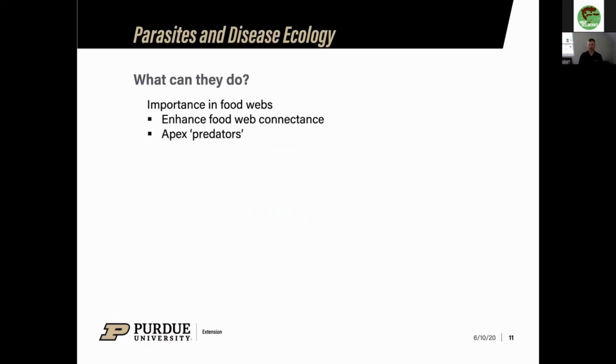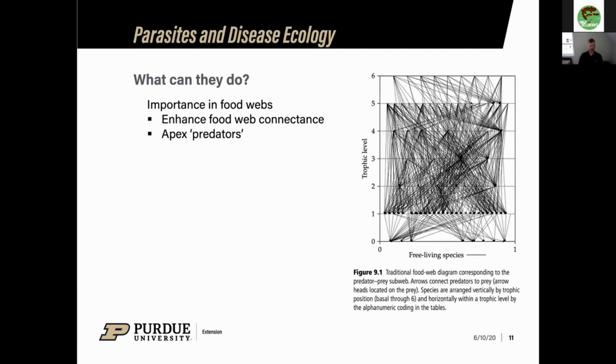And if we think more broadly, parasites are also extremely important in food webs. Let me provide an example. This example comes from estuary systems in California. What these researchers did is they went to the estuary system and looked at the food webs in these systems. What you're seeing on the right here is just your basic food web diagram for the free living species. You have trophic level going up the y-axis and free living species going along the x-axis. So it looks pretty well connected.